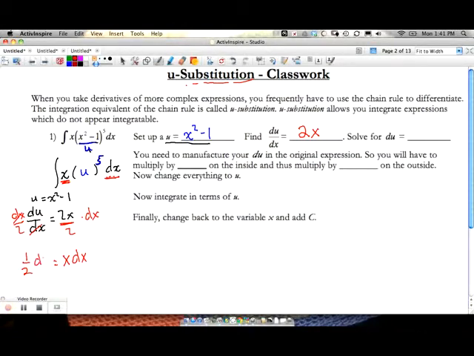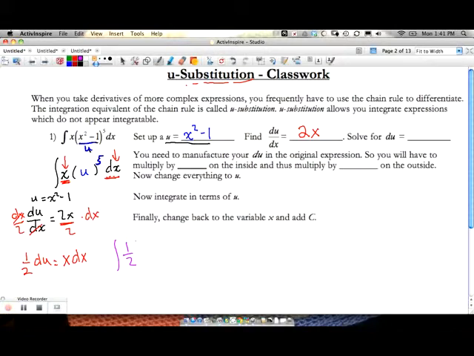That would give me 1/2 du equals x dx. Now I have my two pieces, my x times dx, and I can put those together. So in the end, what do we got? When we mix the blue parts and the red, you get purple.